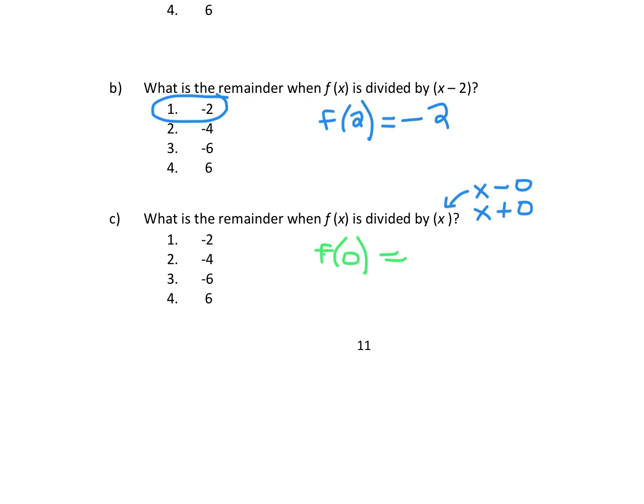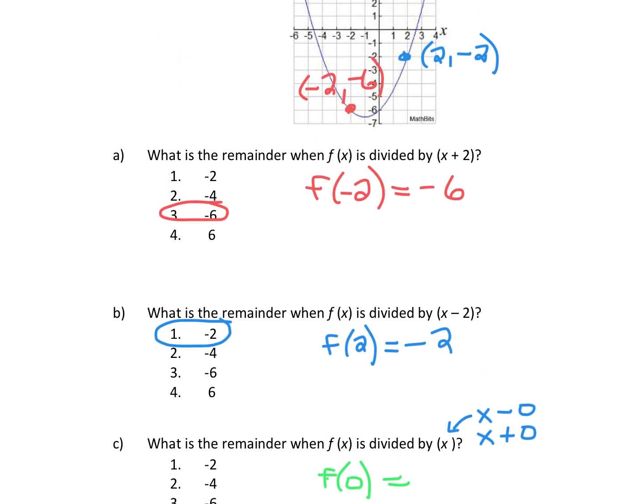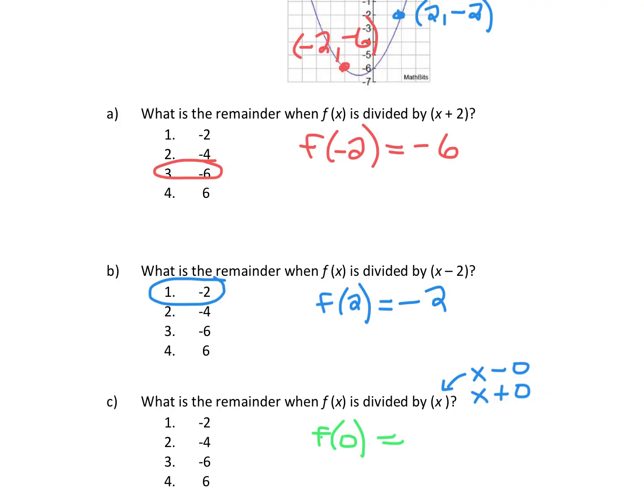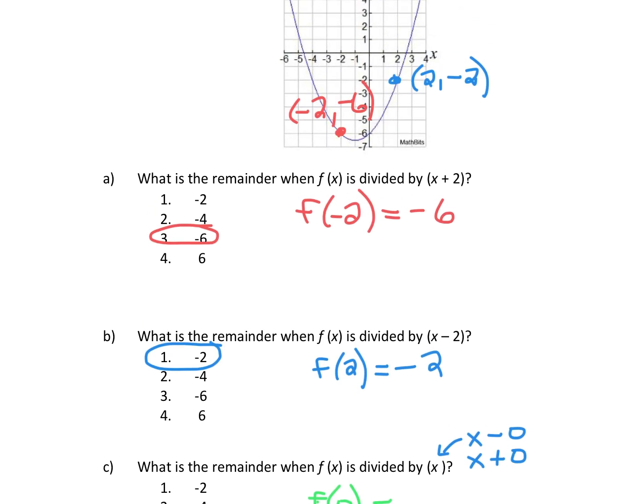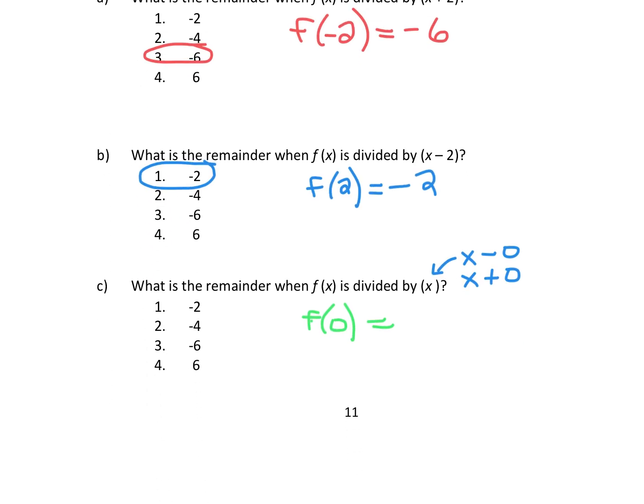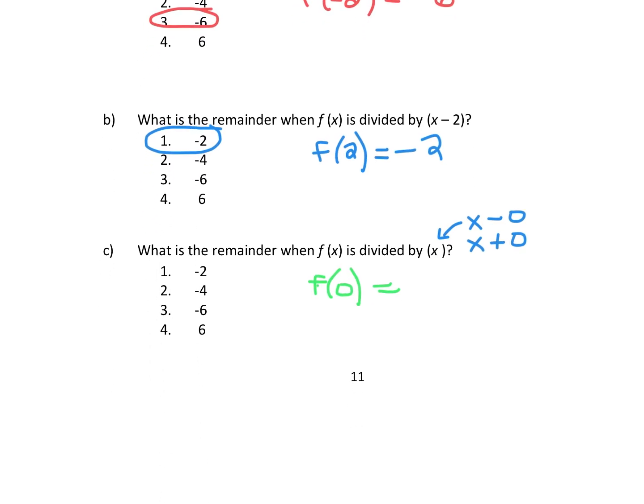All right, so let me scroll back up to the graph here. When x is equal to 0, let's follow it down to our graph here. Isn't the y value negative 6, right? The coordinates of this point would be 0, negative 6. So what that means is that f of 0, that's our input value, is equal to negative 6. That's our output value. So let's come down here and write f of 0 equals negative 6. So that would be choice 3.